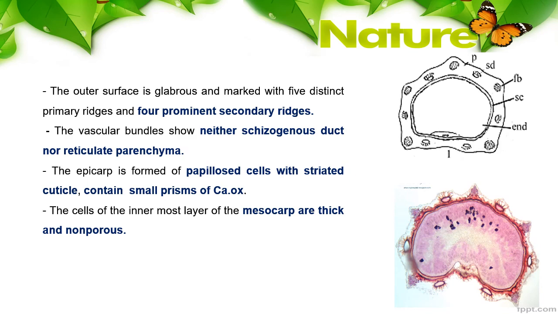The epicarp is formed of papillosed cells. Here is a major difference from Umbelliferous fruit and from Ammi visnaga, that the epicarp cells are papillosed, covered with striated cuticle and containing prisms of calcium oxalate. The innermost layer of the mesocarp is thick and non-porous. The innermost layer of mesocarp in Ammi visnaga has a porous wall, giving the porous appearance.